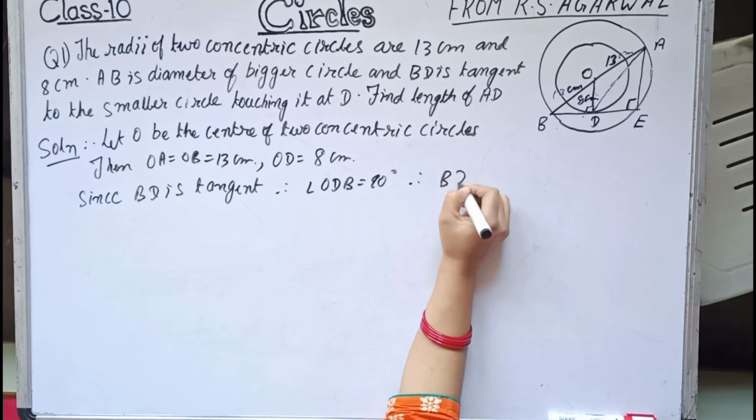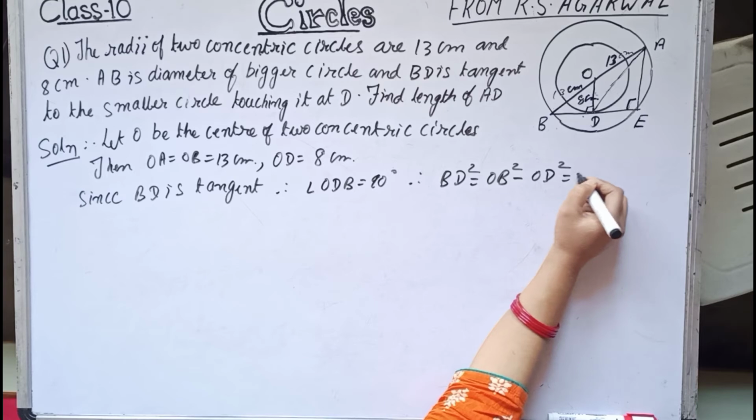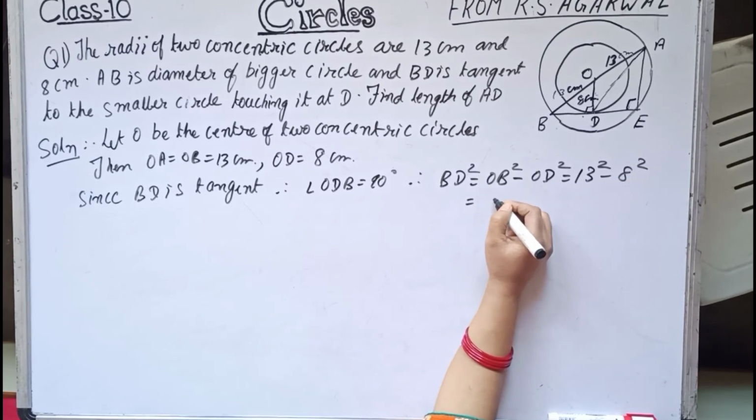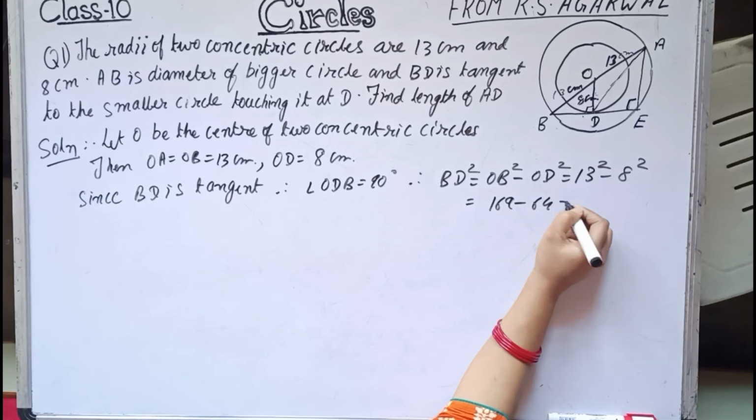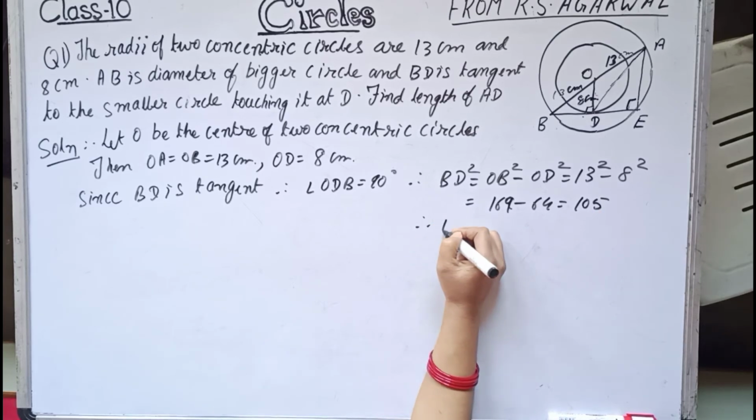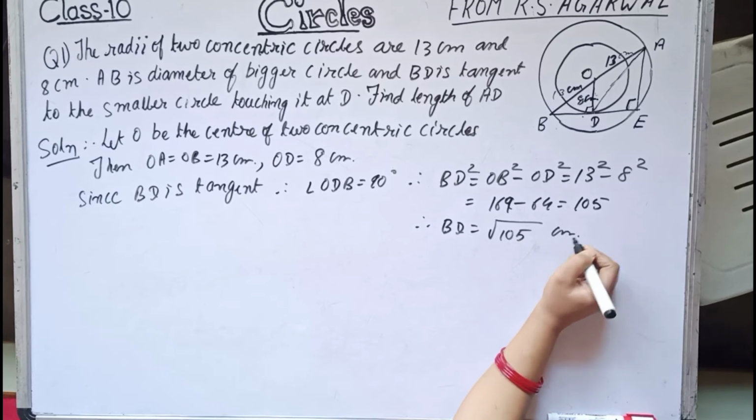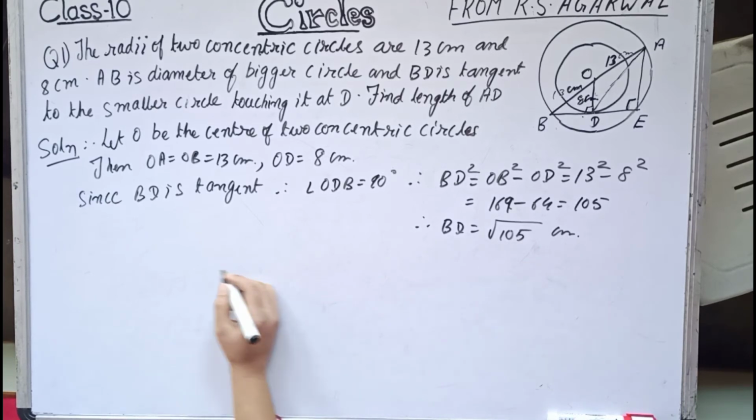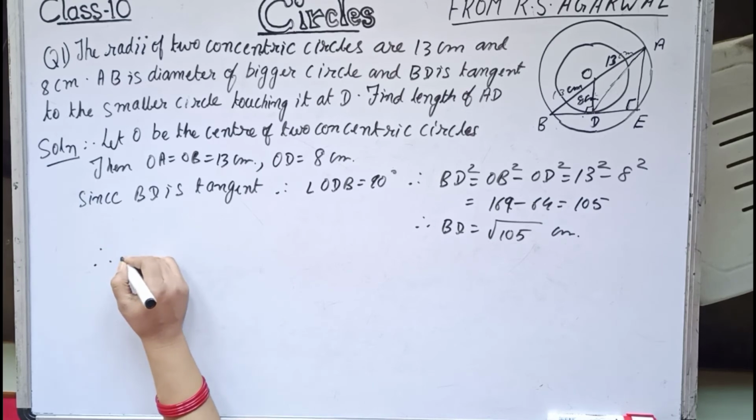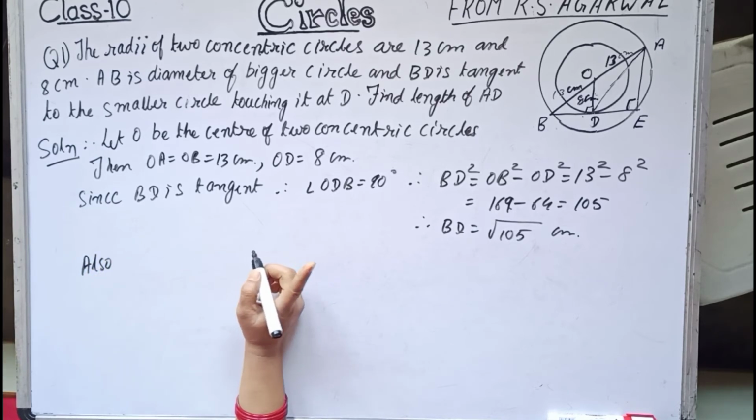Therefore BD square equals to OB square minus OD square equals to 13 square minus 8 square equals to 169 minus 64 equals to 105. Therefore BD equals to positive square root of 105 centimeter. So BD value we have got. Also let us get first the value of AE.